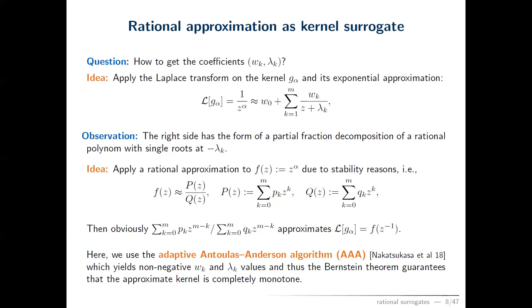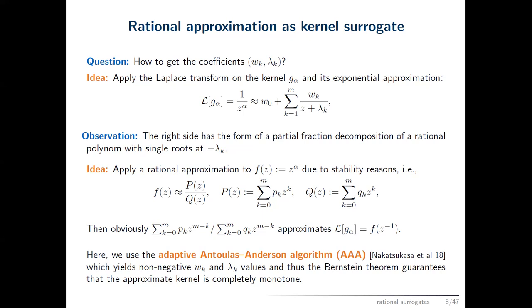So how to get the lambdas and the weights? This is part of this slide here. And here the idea is, first we apply a Laplace transform of the kernel. The Laplace transform of the kernel is something very simple. It's just 1 over s to the power of alpha. And if I do it for my approximation, I find, out of the sum of exponentials, that formula. So this part is the exact Laplace transformation of the original kernel, and this is its approximation.